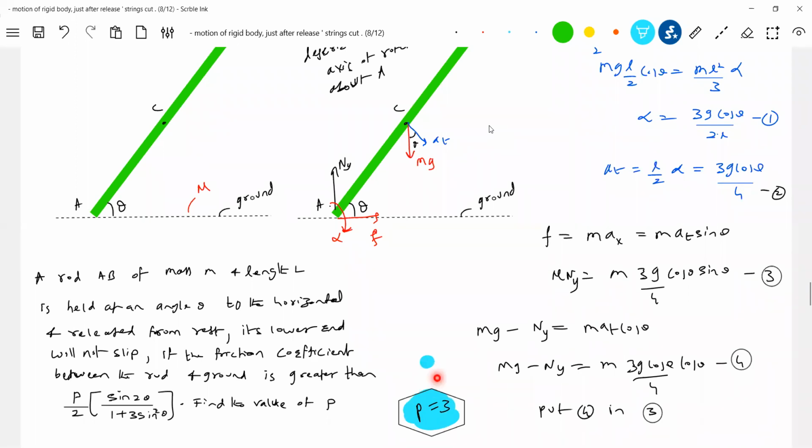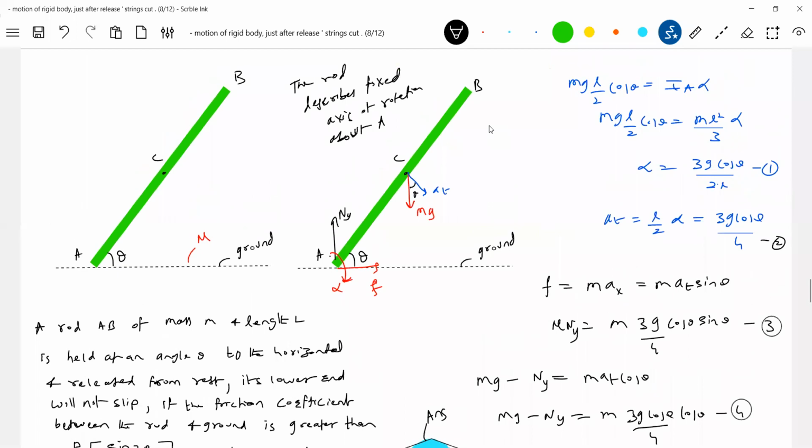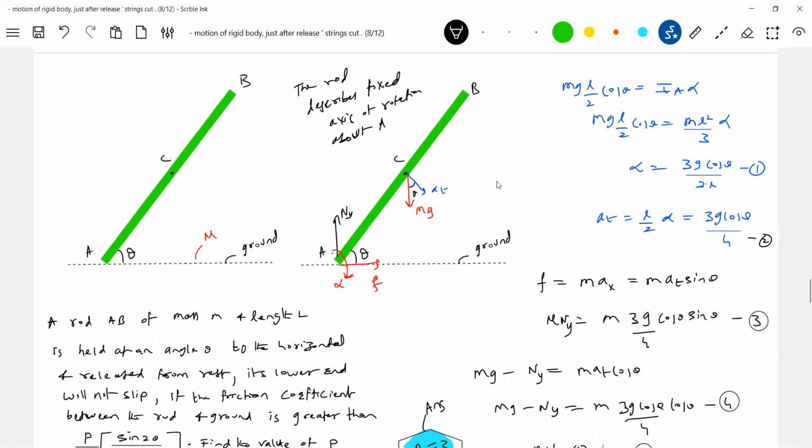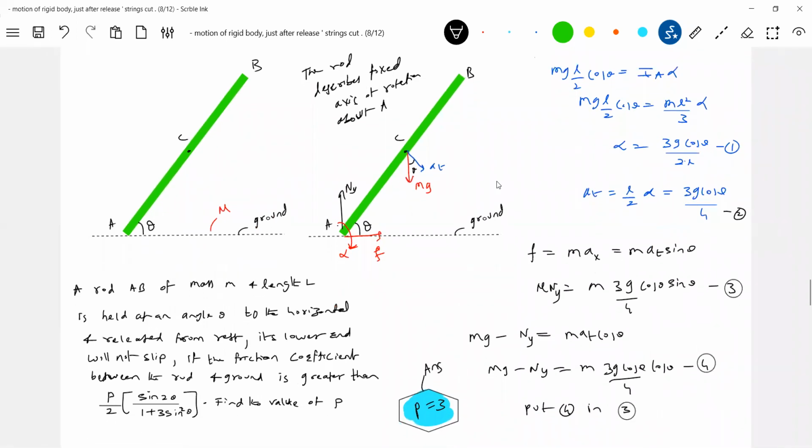How to interpret this answer? If there is no friction, point A will shift towards the left, no? Because of the friction, what happened? The point A is at rest here. So if the value of mu is less than this value, which you calculated, less than 3 by 2 sin 2 theta over 1 plus 3 sin square theta, there will be slipping. If mu is greater than this, there won't be slipping at point A.